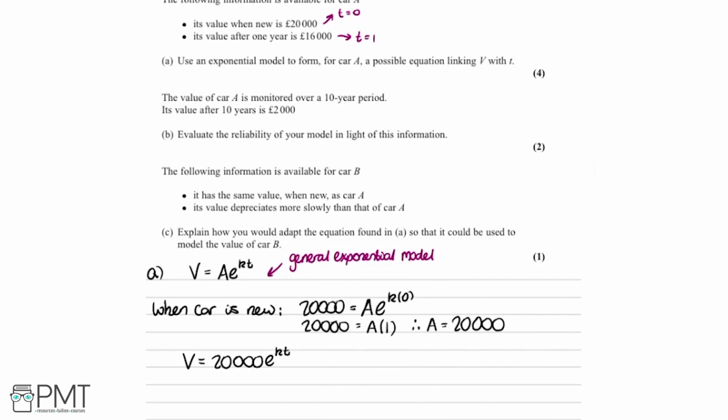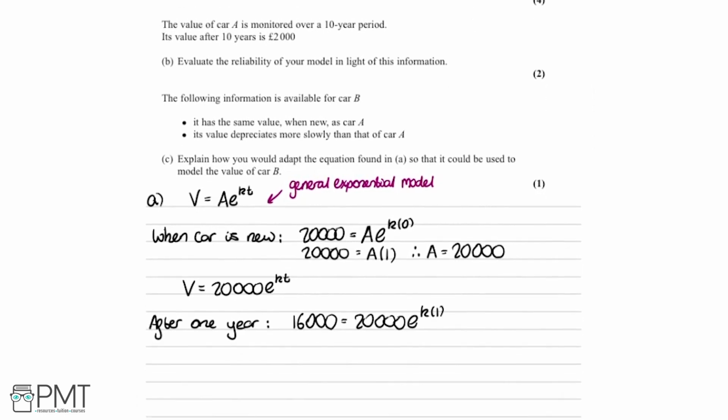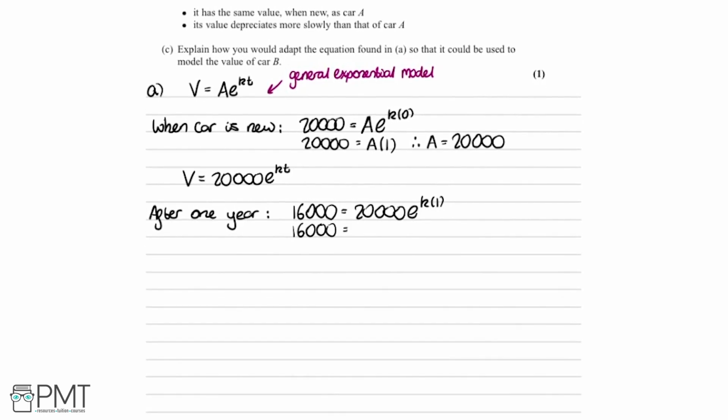So now we need to work out what K is, and we're going to use the second bullet point for that. So after 1 year, the car is worth £16,000, and that equals, so we worked out that A is 20,000, multiplied by E to the power of K, and then we know that in this case T is 1 because the car is 1 year old. So then we've got 16,000 equals 20,000 multiplied by E to the power of K. So we're going to make E to the K the subject. So divide 16,000 by 20,000, which gives us 4/5.